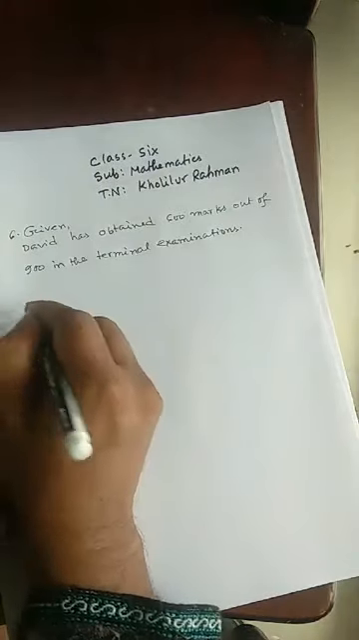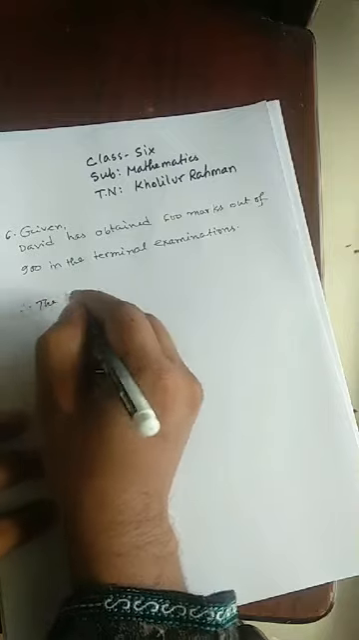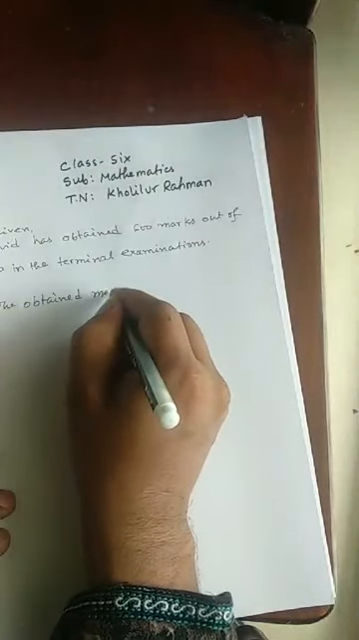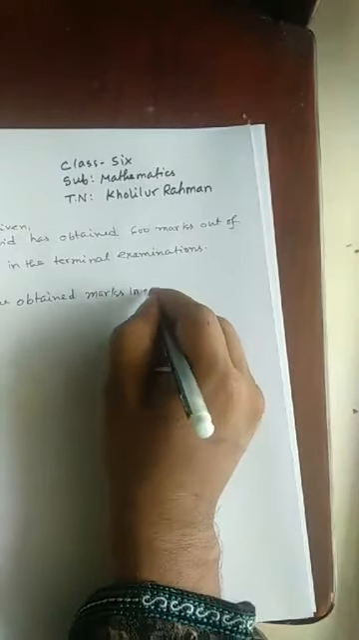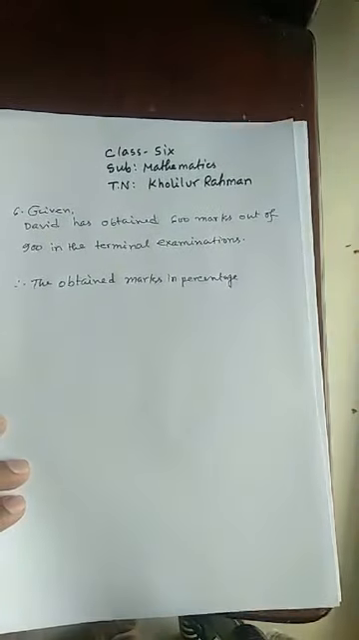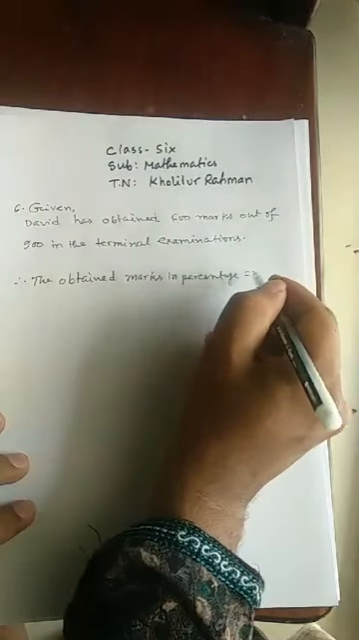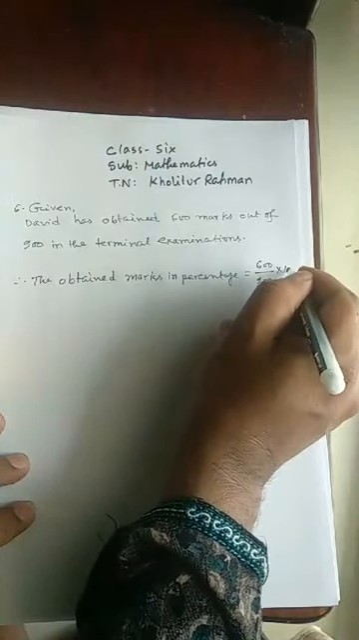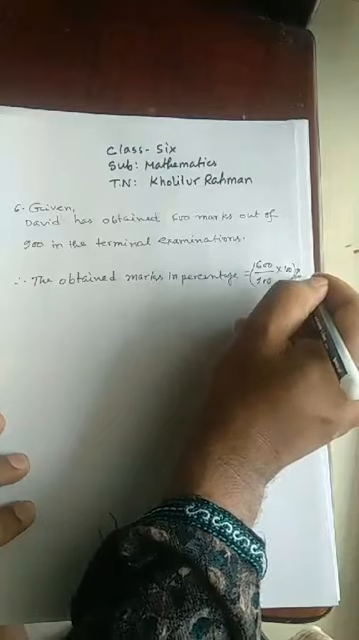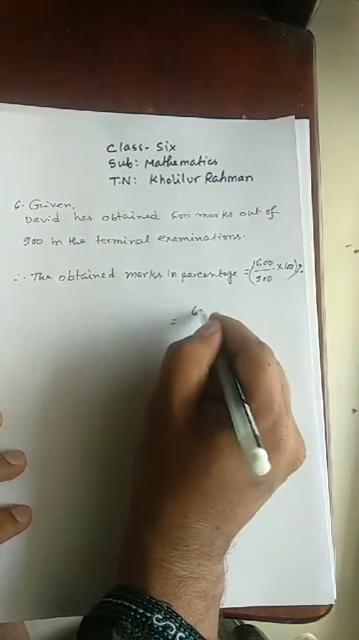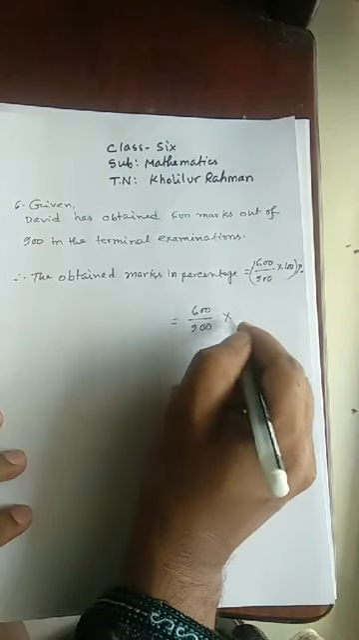So the obtained marks in percentage, it will be what? You see, total marks you have to write as denominator and the obtained marks you have to write as numerator, and to convert into percentage you have to multiply by 100. So it will be what? You see, I am writing here 600 by 900 into 100.